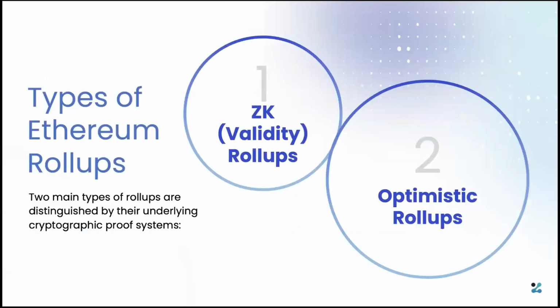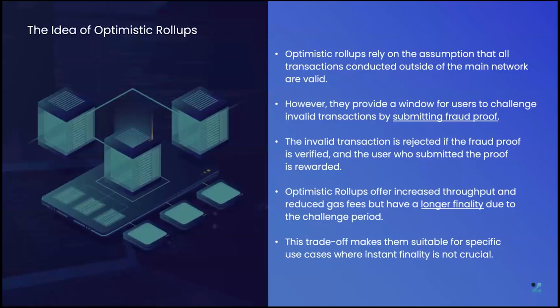So there are two prominent types of Ethereum rollups today. One is called optimistic rollups, and the second is called validity rollups or ZK rollups. ZK here refers to zero knowledge. We'll come to that later. So these are primarily two, and we'll talk about different players using them. Let's first start with optimistic rollups.